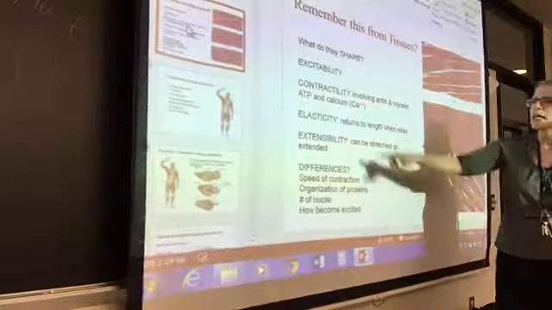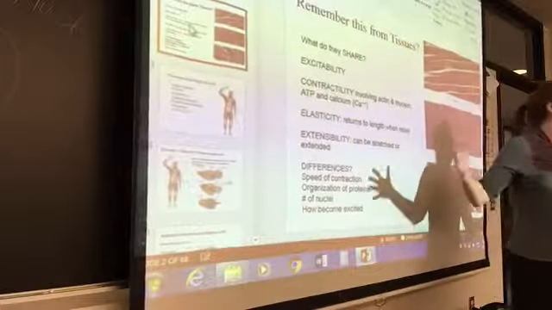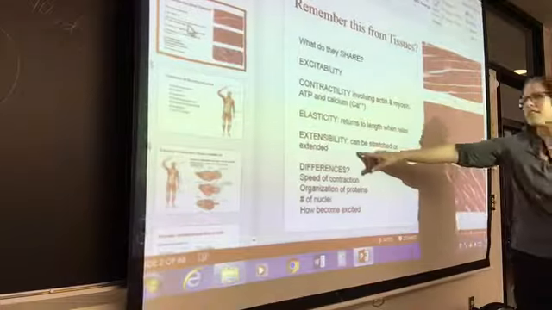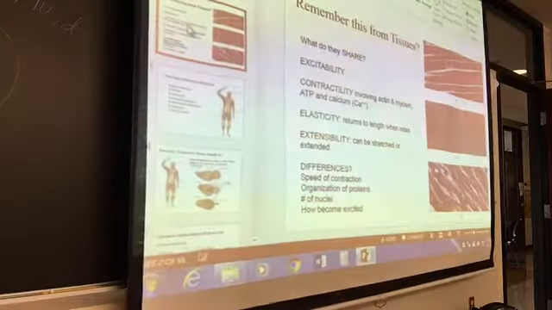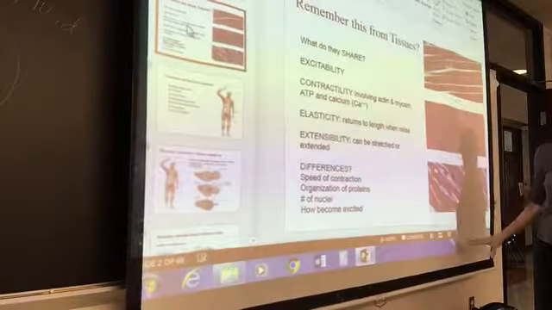All right? Elastic and extensible. So this means, yeah, I can stretch it and it'll go back, right? And it does, by the way. Muscle's got a certain stretch to it. And, right, these two, they're different things, but they really are important characteristics that work together. So this is what they've got in common.